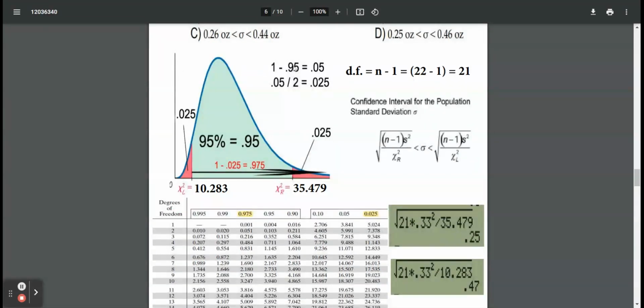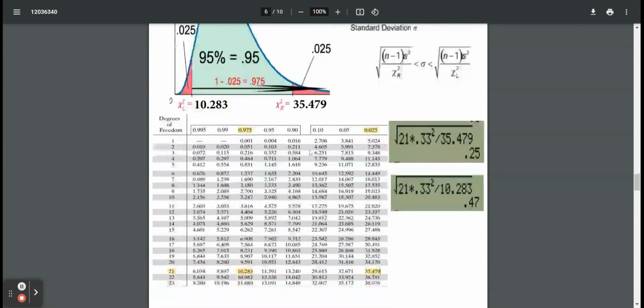If I take one whole, subtract 0.95, I get 0.05 that's shared equally amongst the two areas in red. Half of 0.05 is 0.025. The smidgen here is as labeled 0.025, and the small area there is 0.025. Going to my chart, finding chi-squared right, I'm matching up 21 degrees of freedom. The area to the right here is 0.025, and I'm reading a value for my chi-squared right, 35.479.